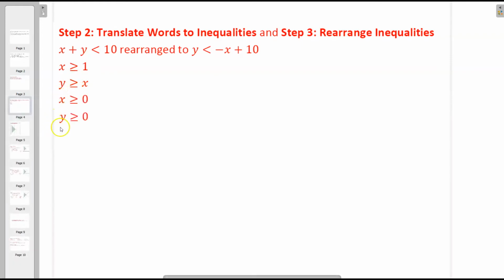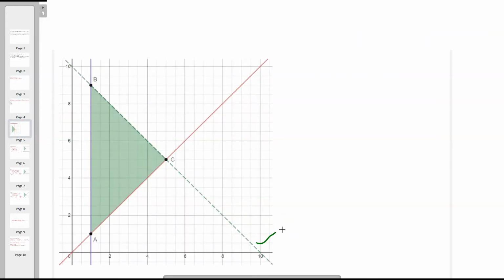And then we have our final two constraints of the two axes, x and y axes. So the y-axis where x is greater than or equal to 0, and the x-axis where y is greater than or equal to 0. Let's go ahead and look at the graph of these inequalities. The green line represents y less than negative x plus 10. The red line represents y greater than or equal to x. And the purple line represents x greater than or equal to 1.